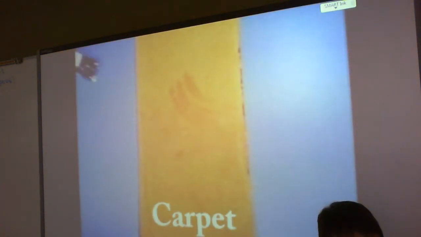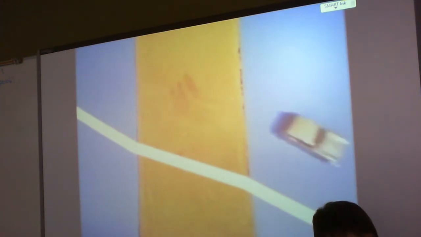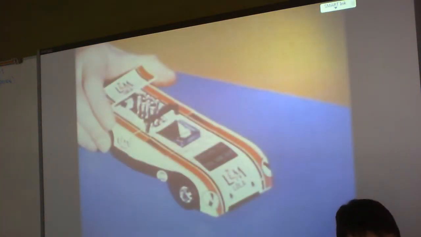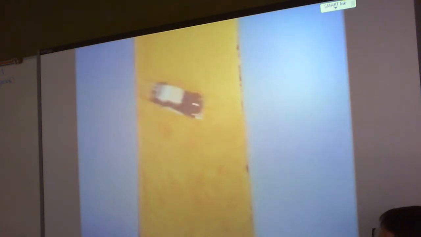So it's hard plastic all the way through. Now you put carpet, and what do you observe? What happens to the car when it reaches the carpet? It curves towards normal, and the one where the speed is greater curves away from normal.